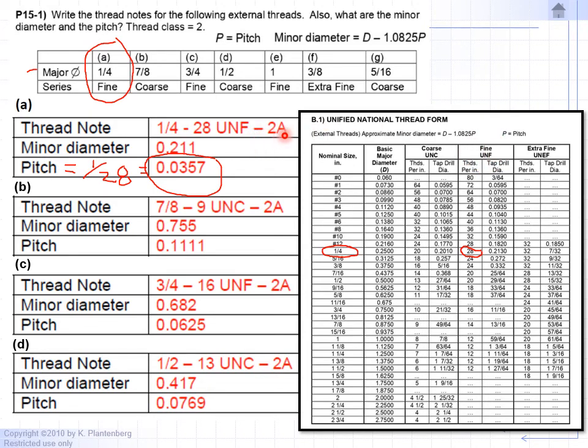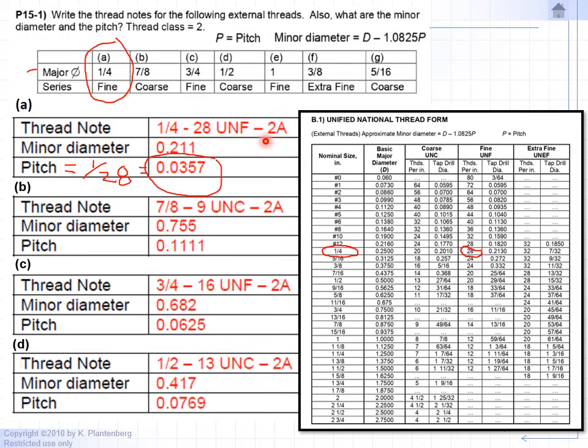And the dash 2A tells us it's an external thread. The A lets us know it's an external thread, and the 2 is for the class. Okay, so that's the type of tolerance that they're going to use to manufacture this bolt, in this case.